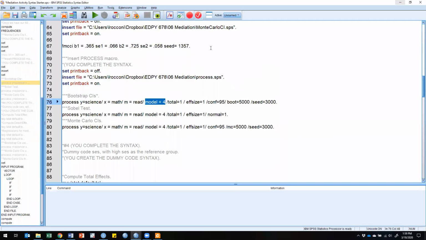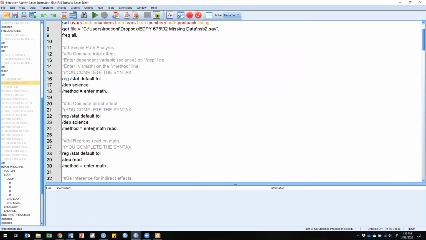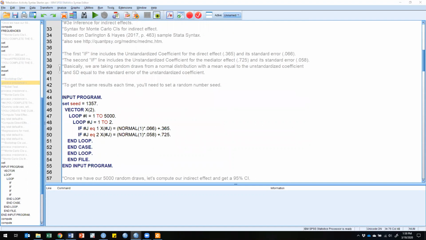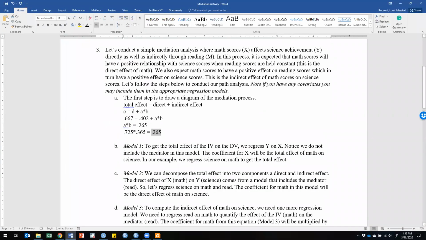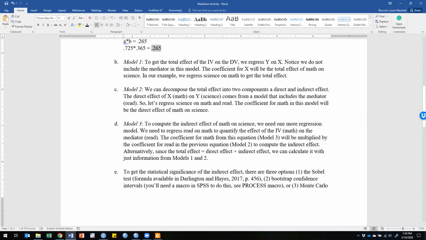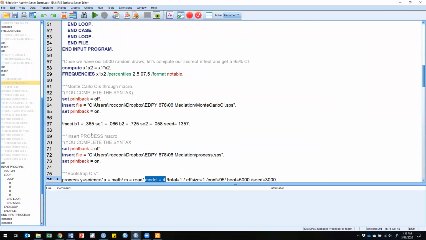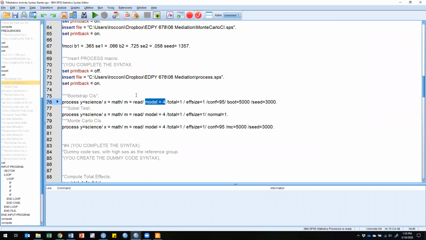Sometimes I think it's easier, instead of trying to figure out which model Hayes is talking about in his PROCESS macro, to work through the problems step by step, like we did in number 3. I think an easier way of running a path analysis is to run it manually yourself, because then you can really control what's going on instead of relying on a syntax file like this.